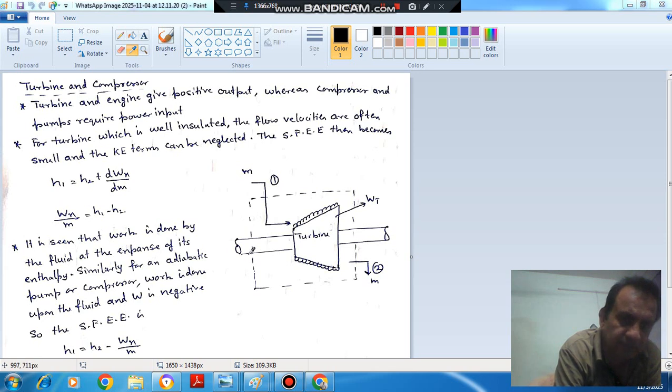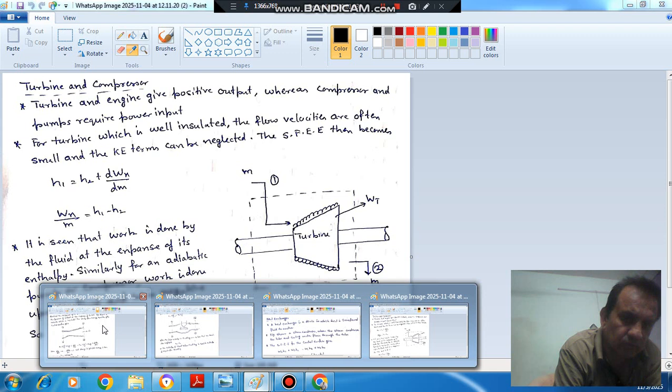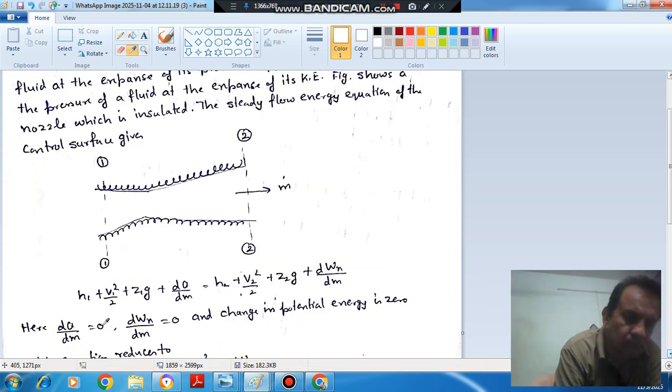So this is at the same level. Input and output are at the same level. Now from the steady flow energy equation, which is h1 plus V1 square by 2 plus Z1 g plus dQ by m is equal to h2 plus V2 square by 2 plus Z2 g plus dW by m. So this quantity is there. Z1 is equal to Z2, so this quantity is not there.